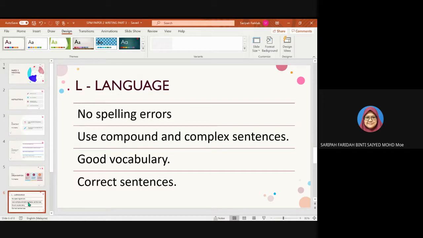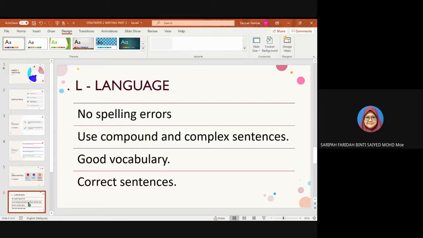And then they won't make it a spelling error as minor errors ke tu, tak boleh. If you have spelling errors, then your band will be marked down. You have to go down. One spelling error daripada 5 terus jadi 4.